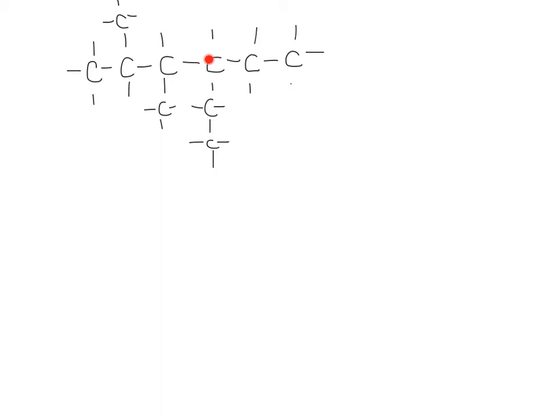But if you take a careful look, you will see that they're exactly the same structure. We have, if we were going to number the top one, 1, 2, 3, 4, 5, 6. So carbon number 4 has 2 carbons coming off of it.